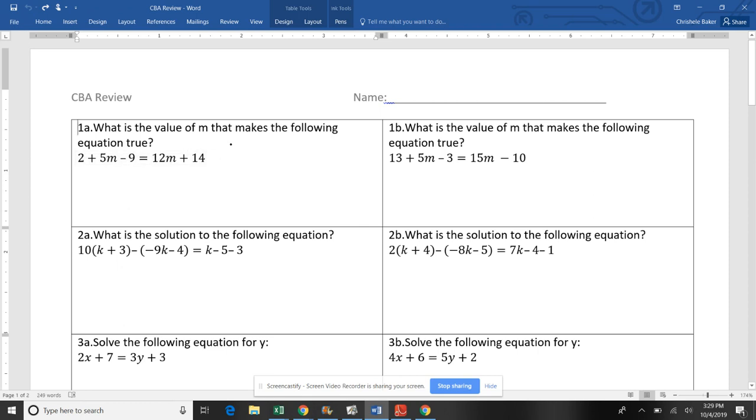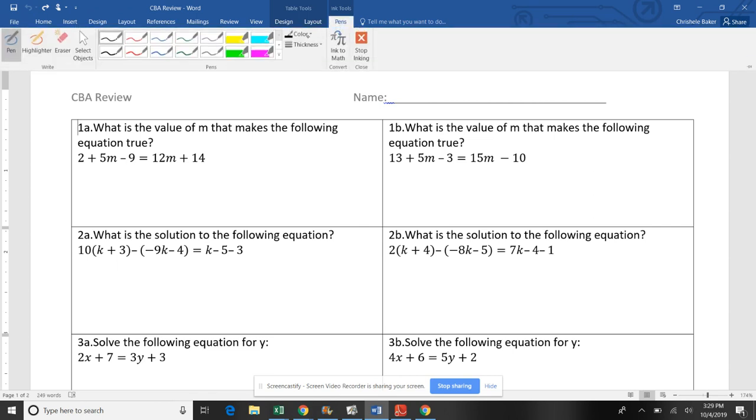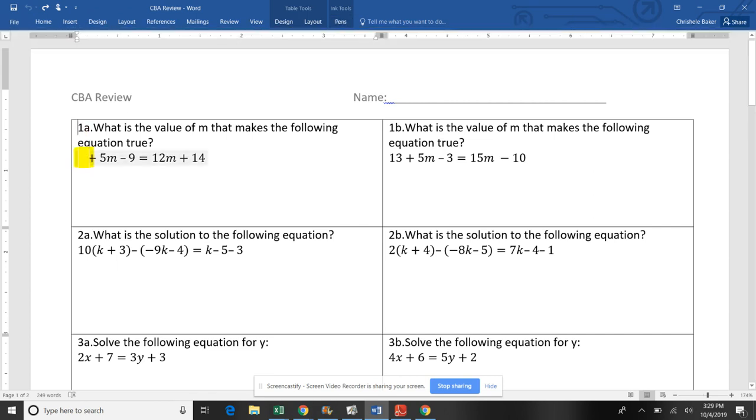So the first step to solving an equation is always to eliminate the parentheses, and we don't have any. So the second step is to combine like terms. So I see that I have a 2 and a negative 9 that I can combine. 2 minus 9 is negative 7.